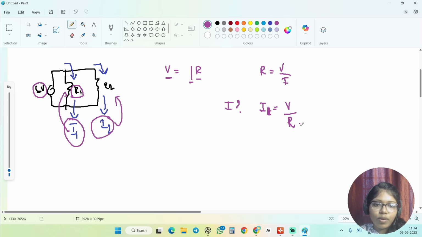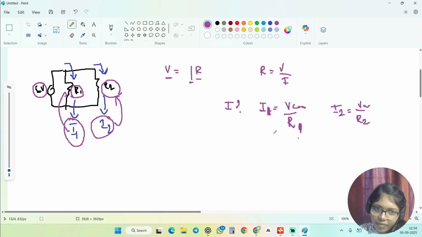That means you are finding out how much current is flowing through this R1 resistor. If I want to find out I2, that means how much current flows through this R2. The voltage is always constant here. But what about this R2?